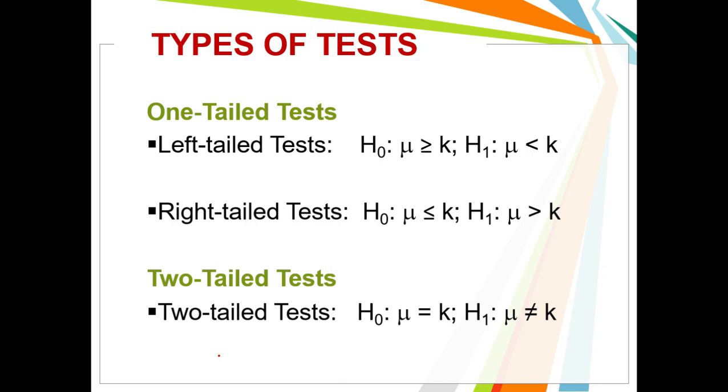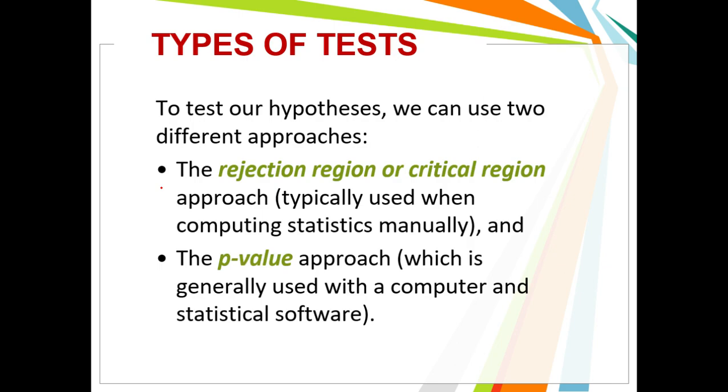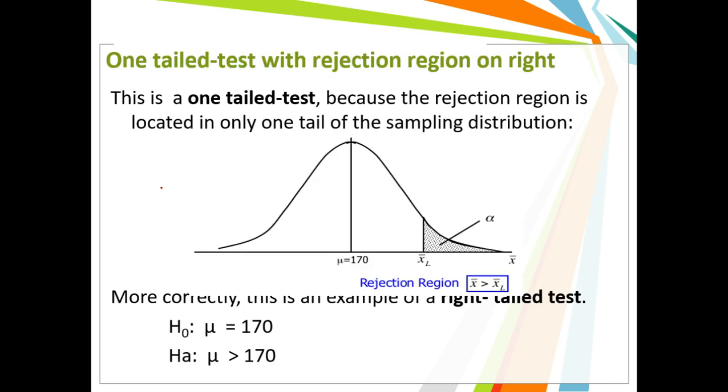Pwede ba siyang left-tailed, right-tailed, or two-tailed? Okay, pag sinabing left-tailed, no, nasa left side yung ating region, ang right-tailed naman nasa right yung ating region. Okay? So, ayan, for example, this is a one-tailed test on the right. So, ibig sabihin, this is a right-tailed na test. Because yung ating critical region or the shaded region is nasa right side. Okay? So, ito yung ating shaded part. That is the rejection region.